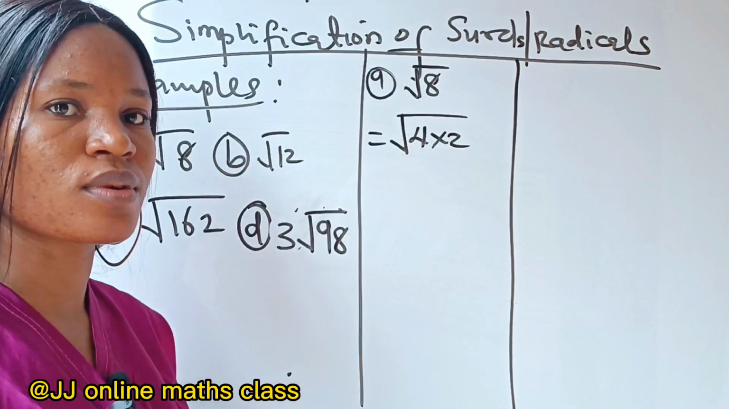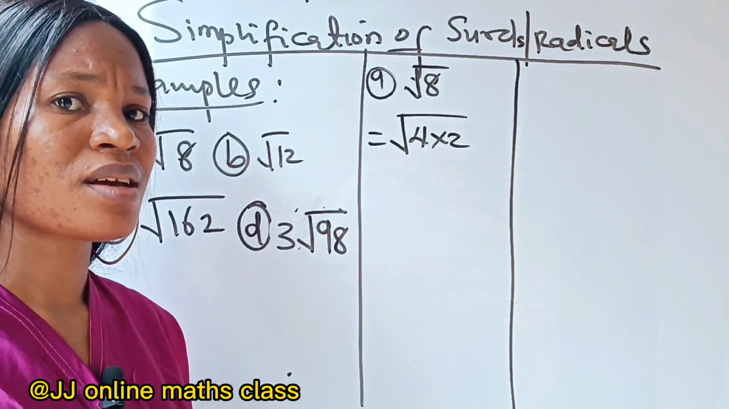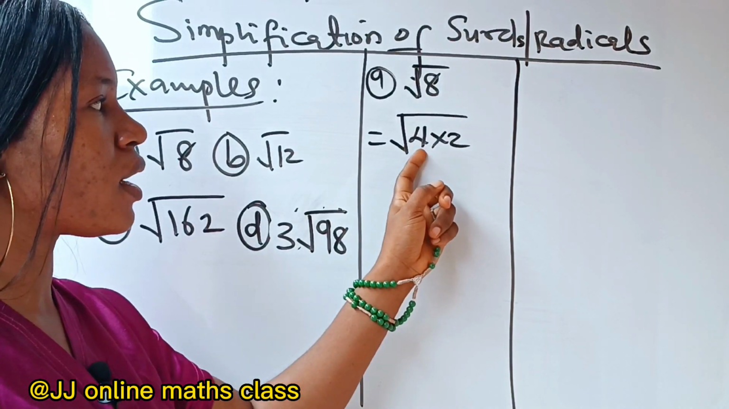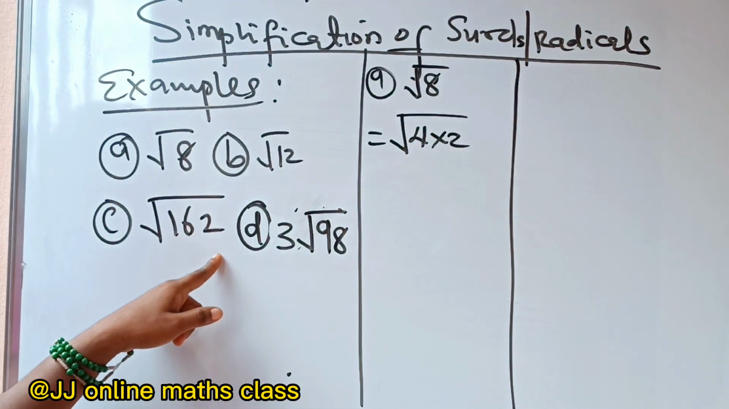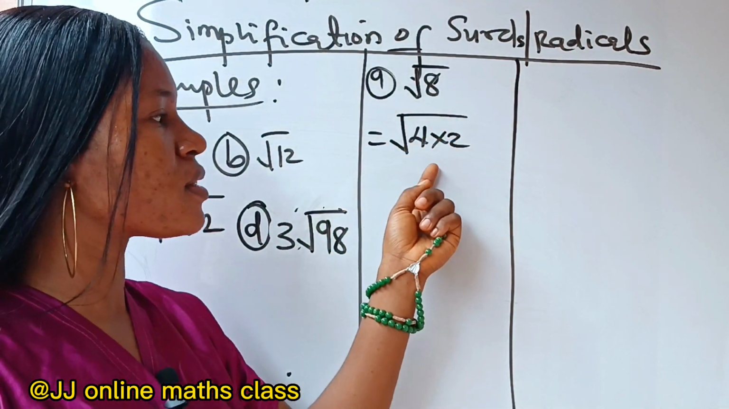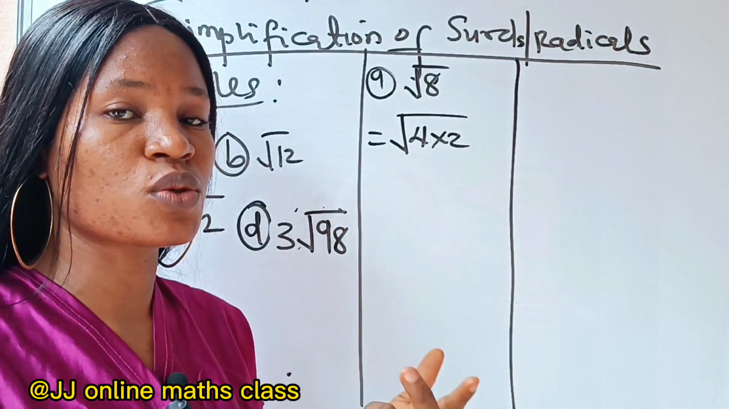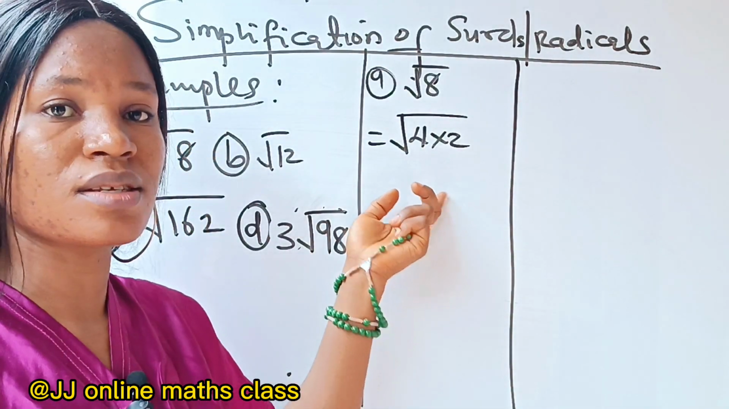Yes, 4 times 2. But sometimes it might not be easy for you to pick your two factors, especially when the number is much bigger. For example, 162. It's not easy for you to say that this is this times this. So how do we do it? I'm going to explain this in detail now.